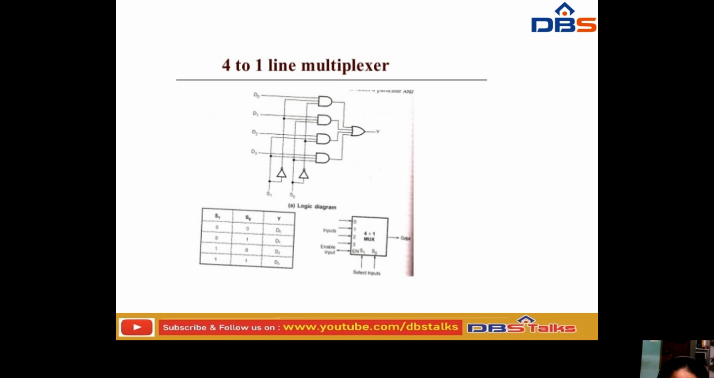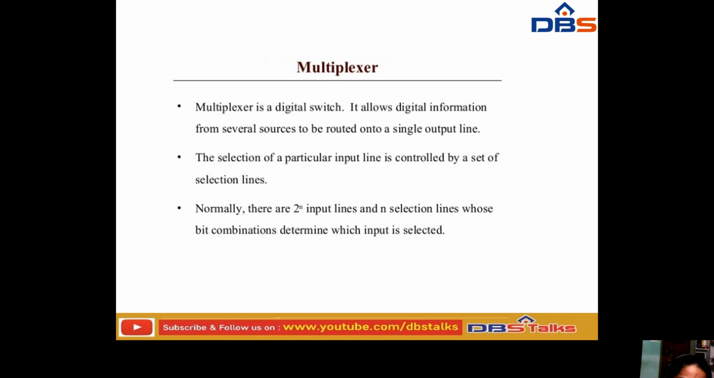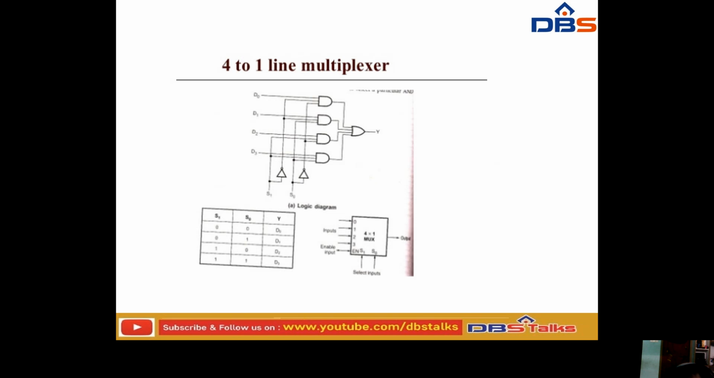If you have observed, this multiplexer is a 4 to 1 line multiplexer. Here you are having the 4 to 1 multiplexer, with AND gates and an OR gate. This is D0, D1, D2, D3. These are the possible combinations here: 0 0, 0 1, 1 0, 1 1. These are the most popular combinations.